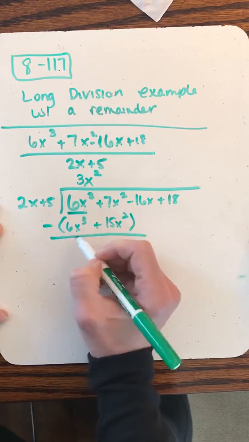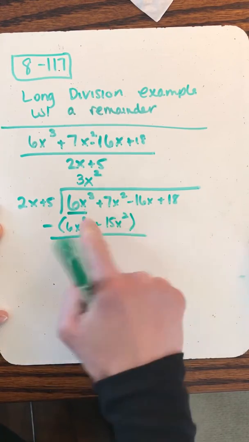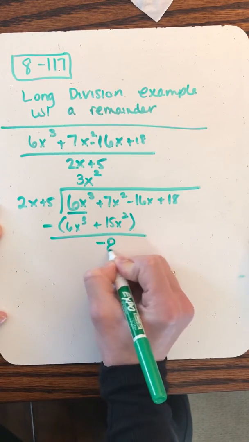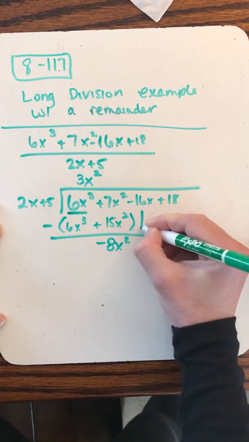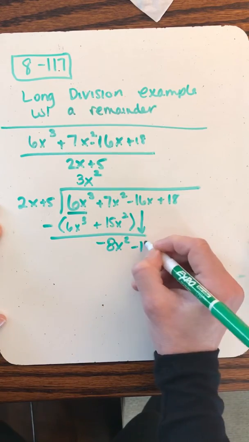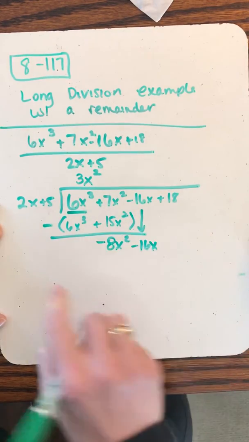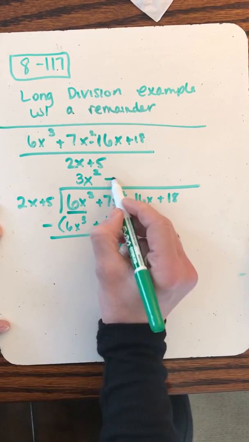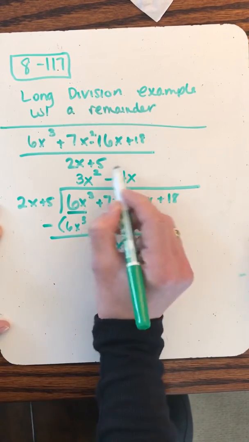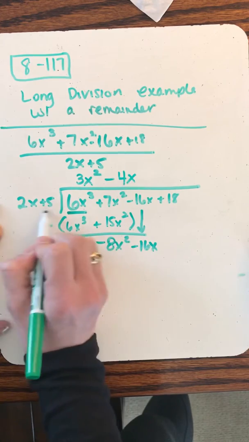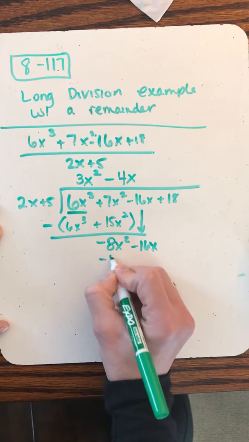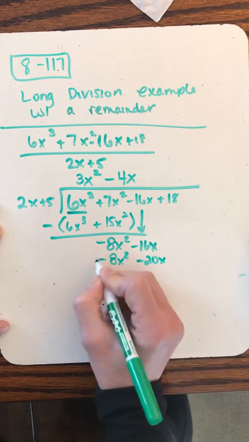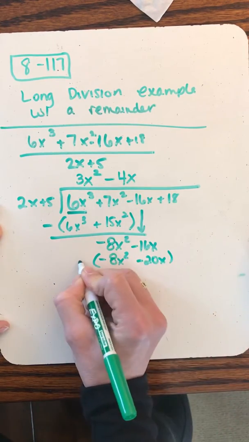So 6x cubed minus 6x cubed, they cancel. 7x squared minus 15x squared is a negative 8x squared. And then you drop down the next term. And then we repeat. So negative 8x squared divided by 2x is a negative 4x. I take the negative 4x and multiply it by that 2x plus 5. So I get negative 8x squared minus 20x. Okay, and you notice that this first term keeps canceling.